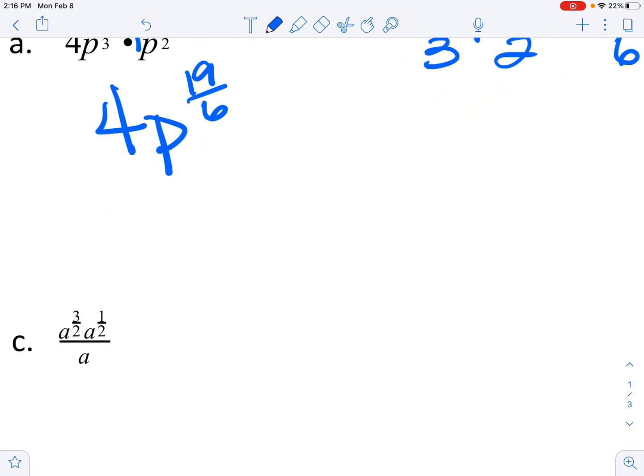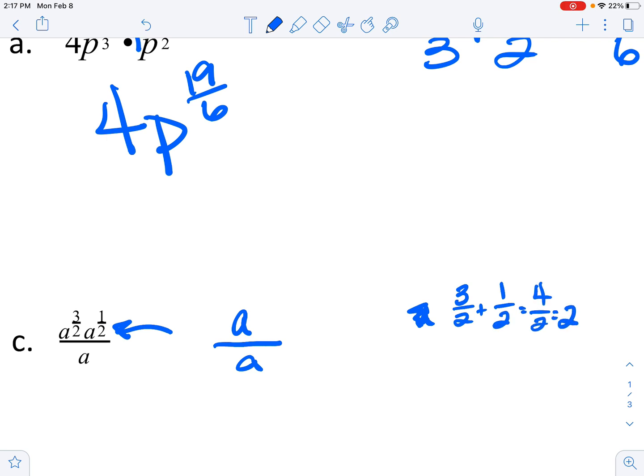Okay, so we're going to take care of what's on top first and then handle the bottom, so we can keep the bottom the same. And we're multiplying those two powers. And as a reminder, when we multiply, we add. So we have 3 halves plus 1/2, which is 4 halves, which can be simplified down to 2. So we have a squared over a.